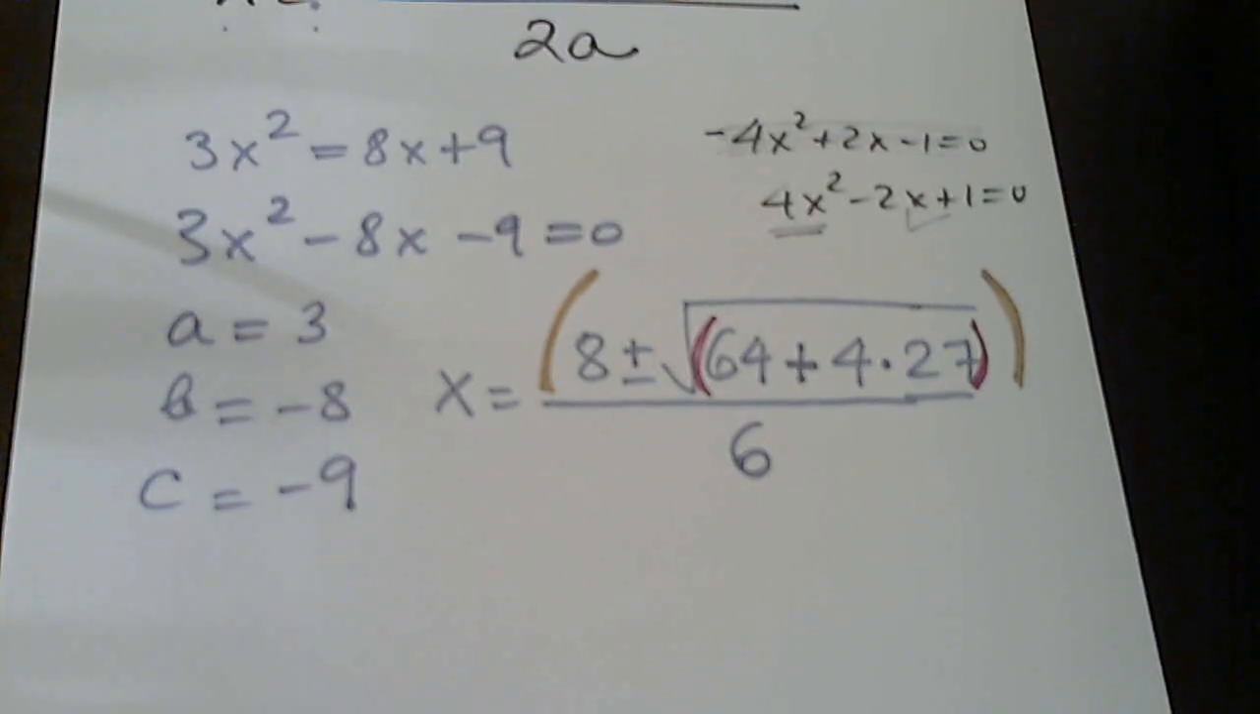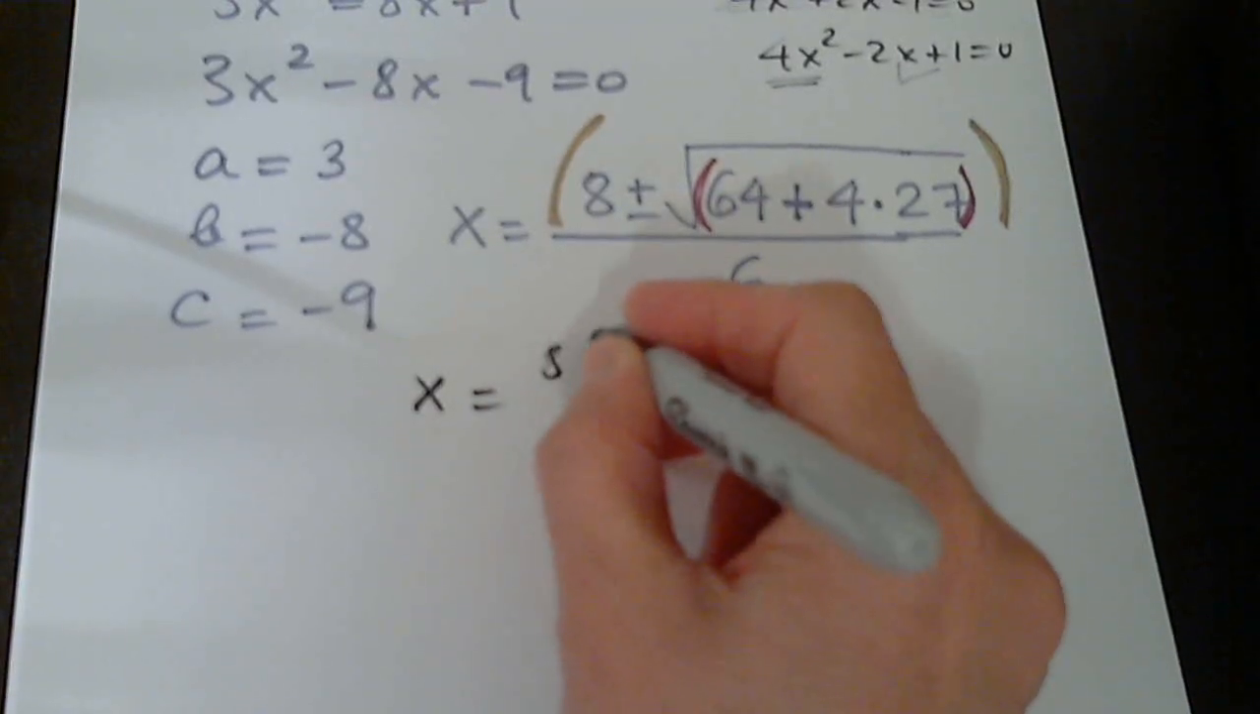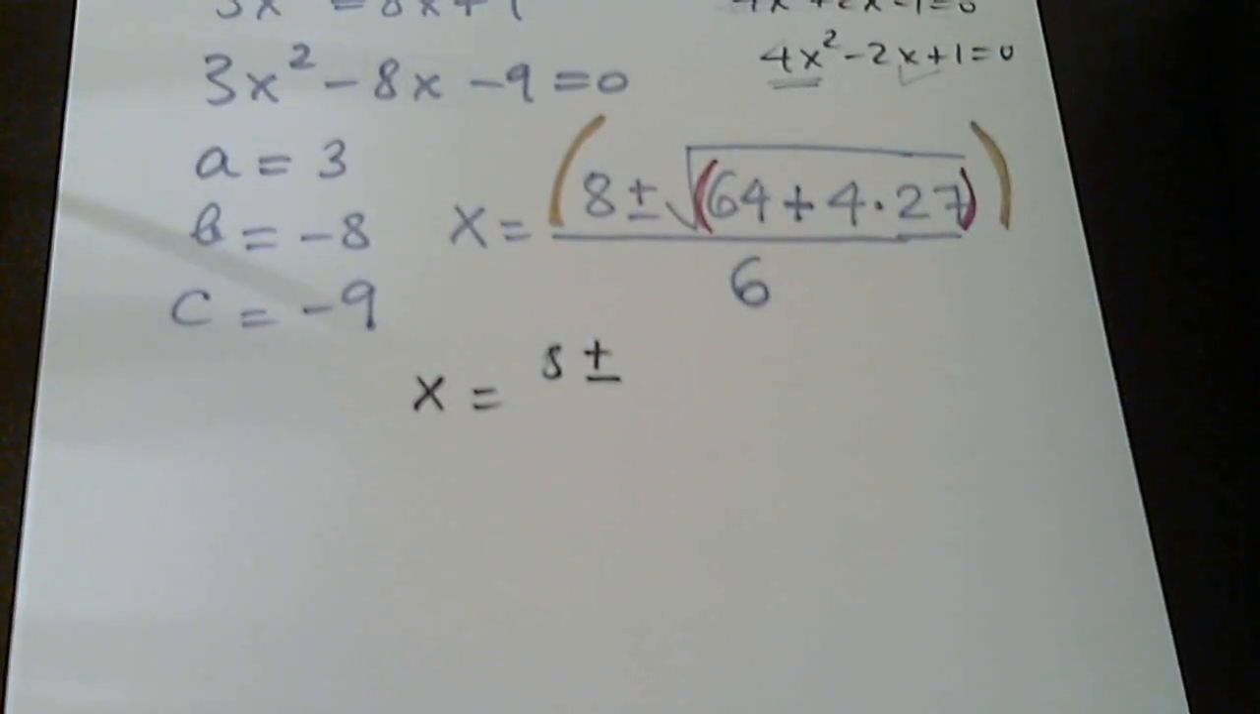So here's what I need to do. In that case, I will only write x equals 8 plus or minus, and I will perform just this addition and product. So what do I have? I have 64, let's see what that is, plus 4 multiplied by 27. So that's 172.